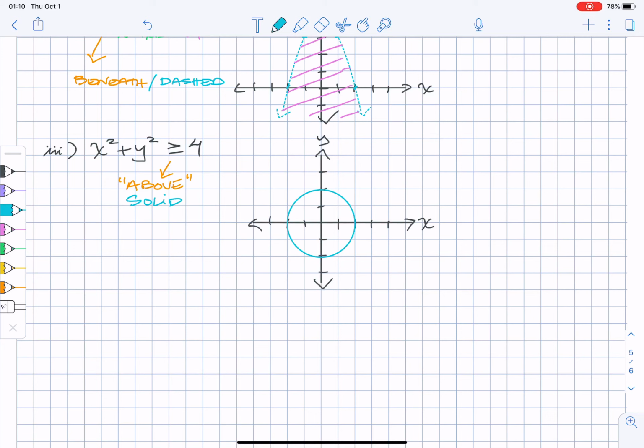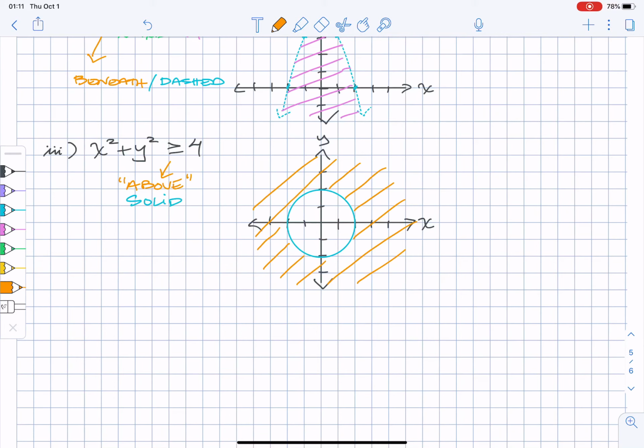Okay. And so it's above the circle, meaning it's everything outside of the circle and including the circle itself. Because we want it to be greater than 4. We want the radius to be greater than 2. So it's everything outside and including that circle.